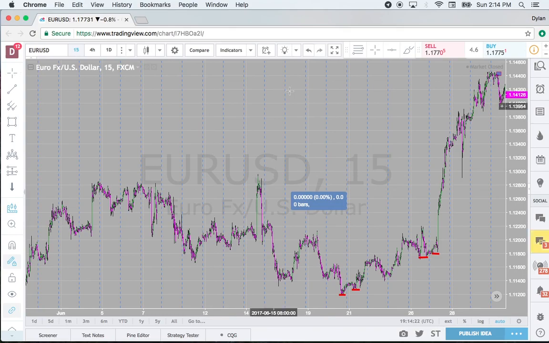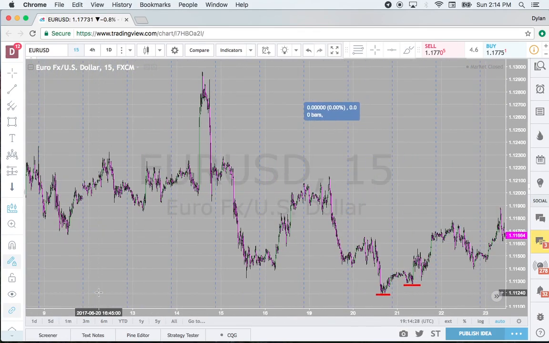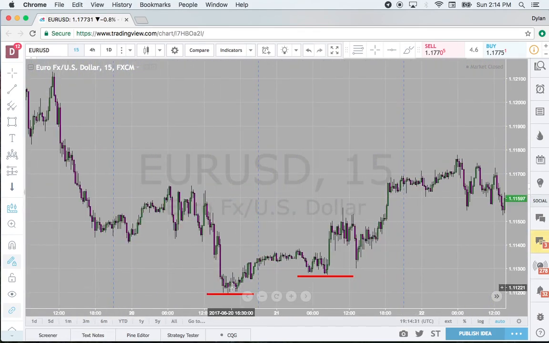So that's 760 plus pips that you could have caught, just adding on to these W formations that occurred in either London session or New York session as well. New York session, W formation here, the second leg. You could have caught it there. London session, second leg, W formation.